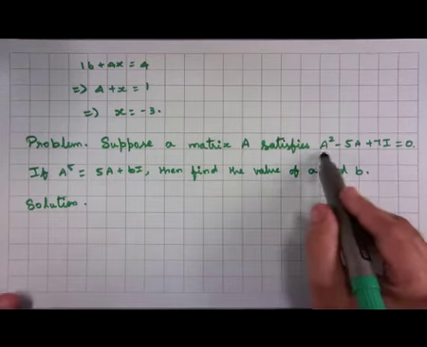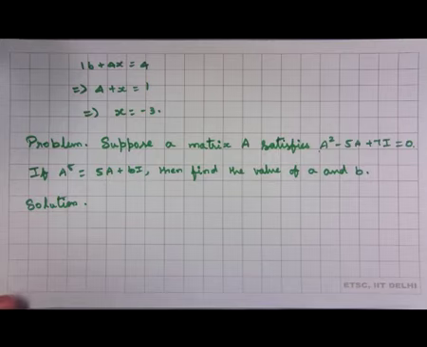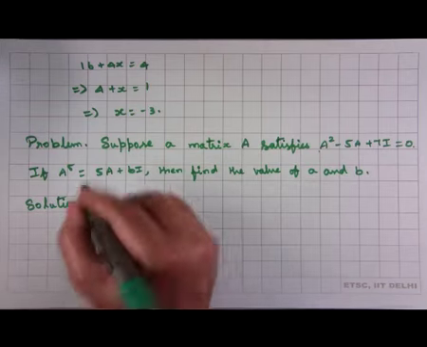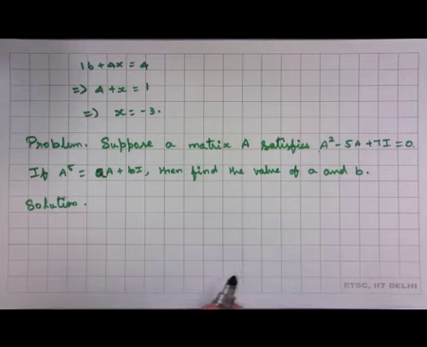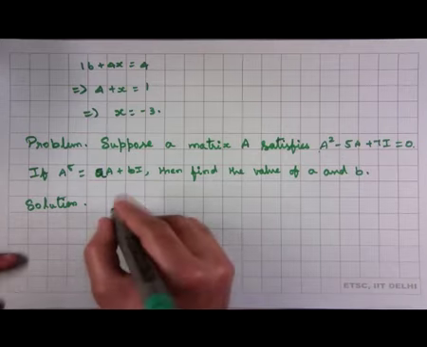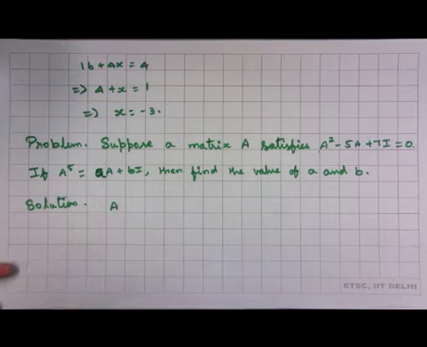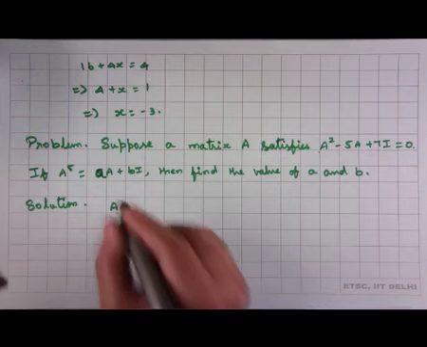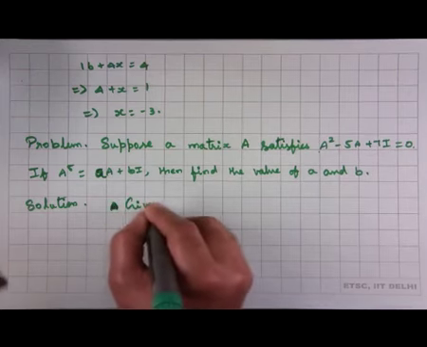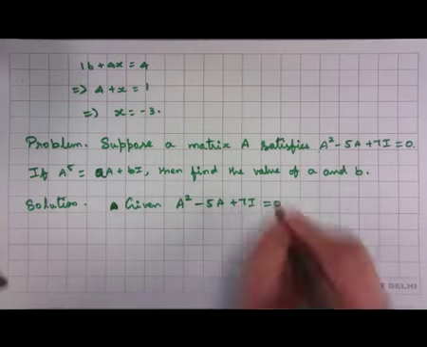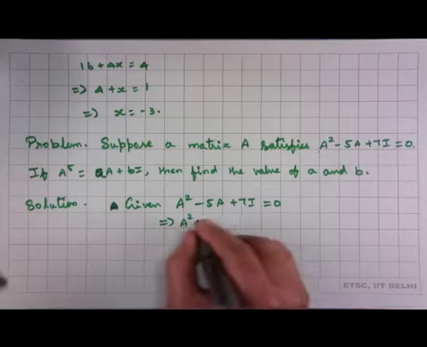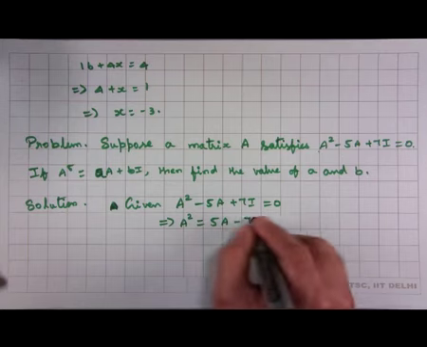Now, we are given that A square minus 5A plus 7I is 0, and also it satisfies A power 5 is a times capital A plus b times the identity matrix. So, we will have to find the values of a and b. Now, given A square minus 5A plus 7I is 0, that will imply that A square is 5A minus 7I.